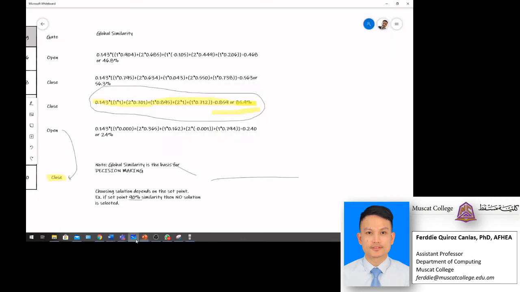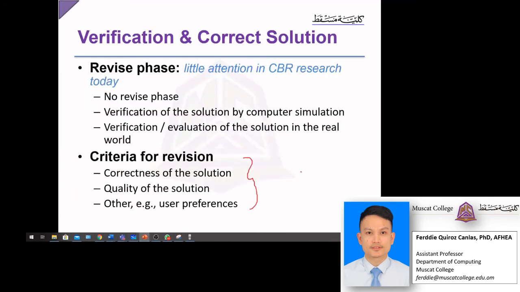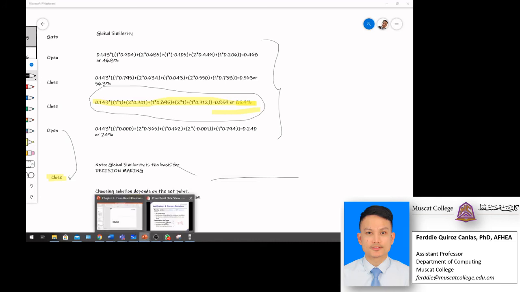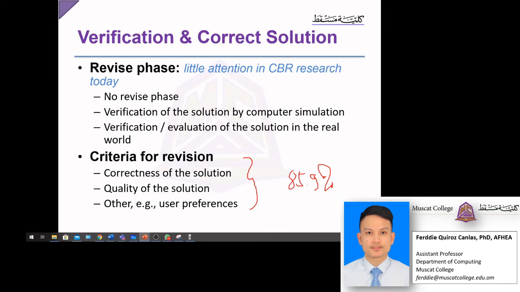If you look at our example, the similarity of the problem is only 85.9%, right? So we are not sure if this solution here will be really applicable to the case. Let's say, as I mentioned earlier, I want 90% similarity, but the current database only provided me this 85.9 similarity. In this way, 90 was not met. In this case, I have to go with the next phase, which is the revise phase. We have to change the solution, modify it, and adapt it.